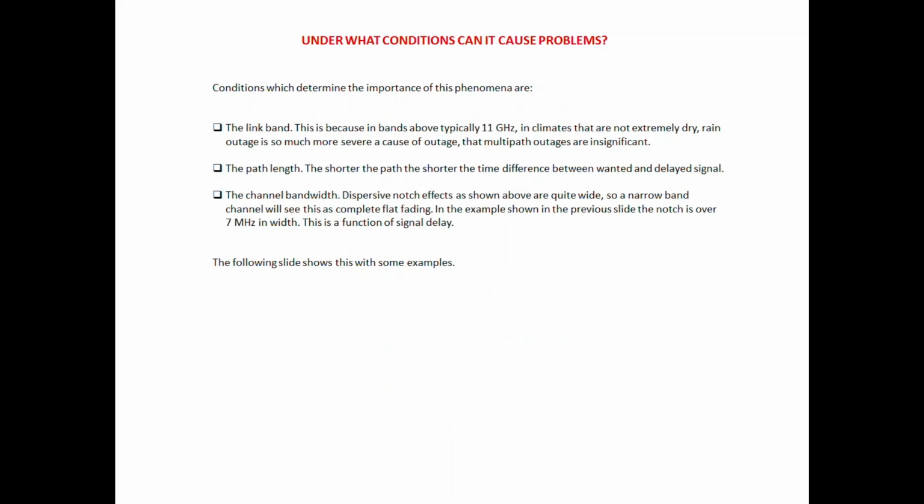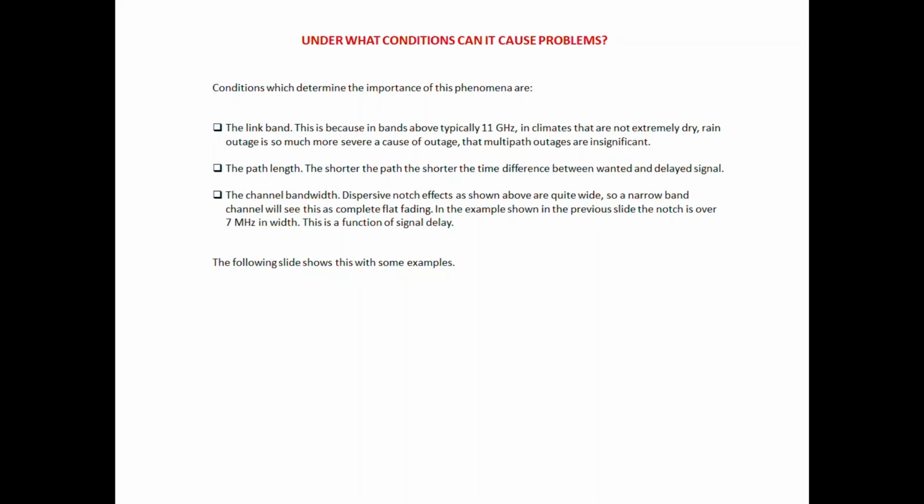This is very much dependent upon the link, of course, but the primary factor is the link band. If you operate in higher bands above 11 gigahertz, availability is dominated by rain outage generally, unless you're in a very dry environment, like a desert, for example. But as a general rule, above 11 gigahertz, rain outage dominates by far in availability calculations, and multipath and dispersive effects are really so weak compared to the rain outage that they're not important. So as a general rule, we look at dispersive fade problems below and including 11 gigahertz plans.